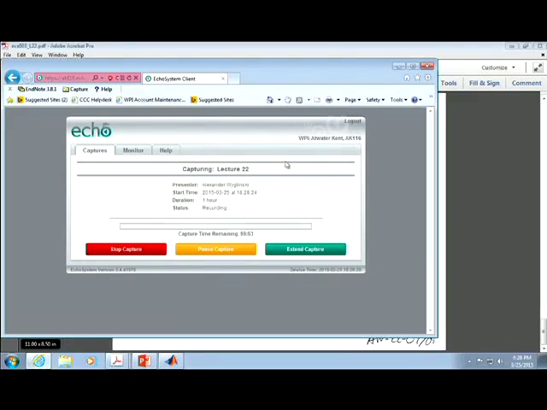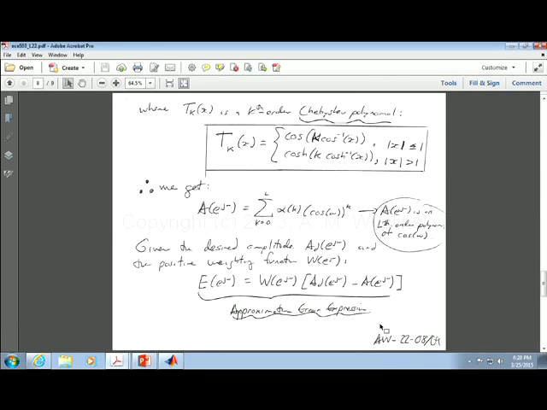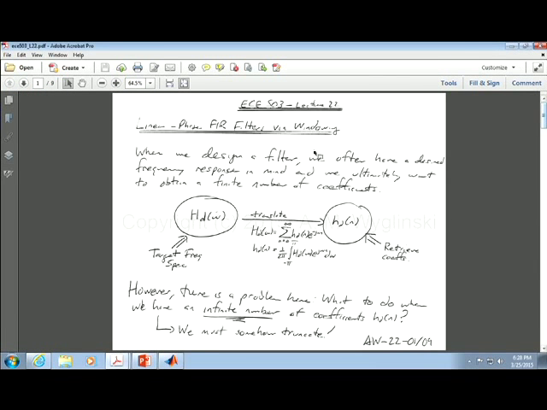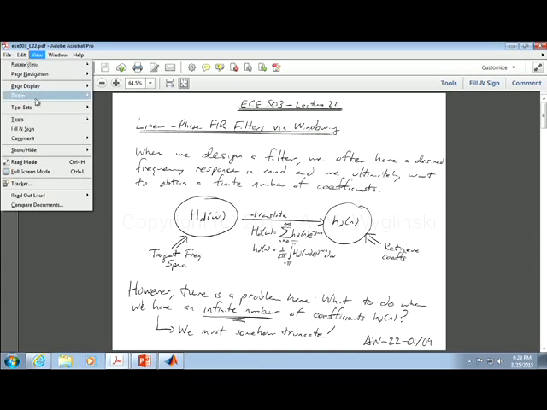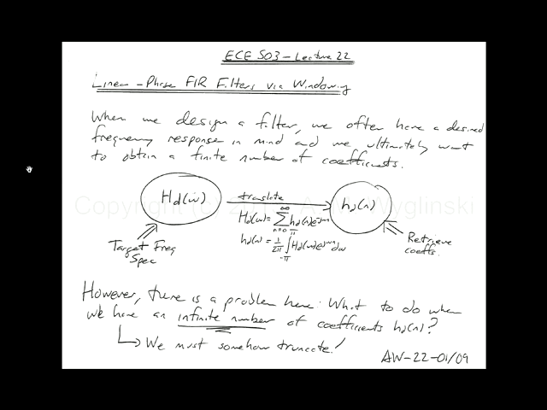Lecture 22 of ECE503. In today's lecture, what we're going to be looking at is the concept of windowing. Let's motivate this a little bit. What does windowing mean?